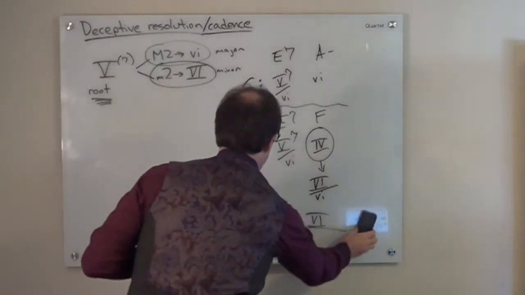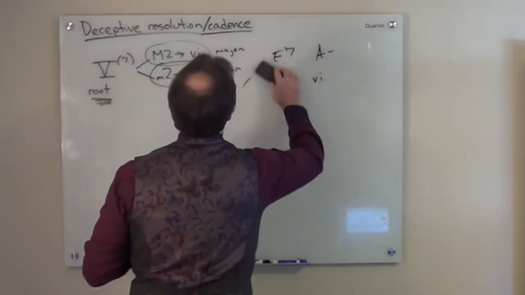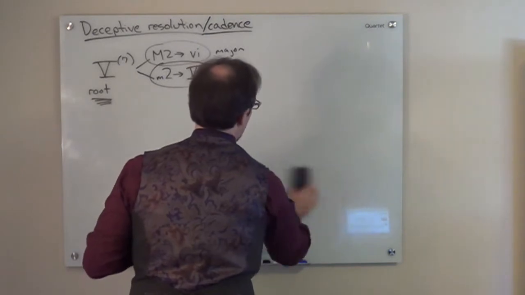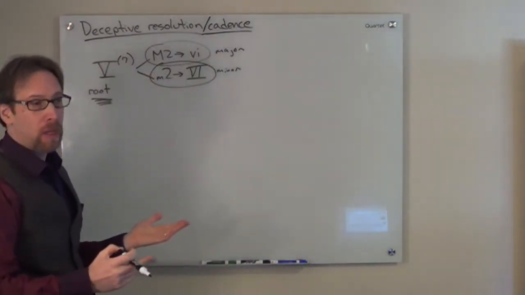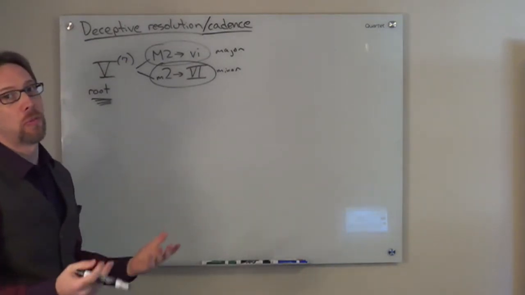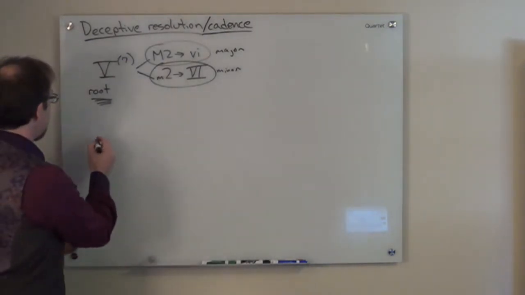So let's take a look here and see what happens. And we'll just take a look at a major key, and you can apply these principles to a minor key as well. So we'll take C major.